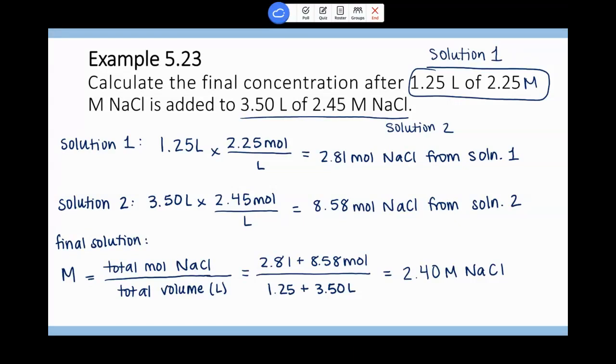So note that we cannot add the molarities together. We can't add molarities directly because we're taking a different volume of each solution and adding those together. To get the final concentration, you need to know total moles of solute over total volume.